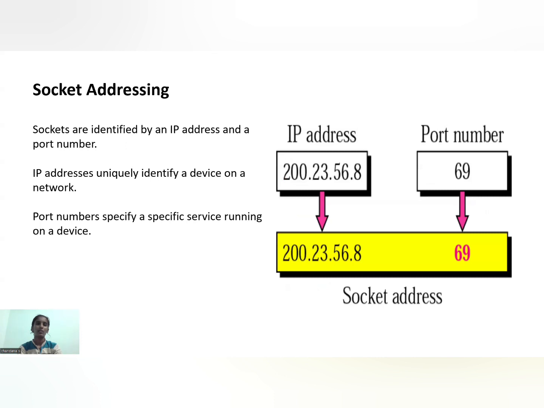Socket addressing. Sockets are identified by an IP address and a port number. IP addresses uniquely identify a device on a network. Port numbers specify a specific service running on a device.